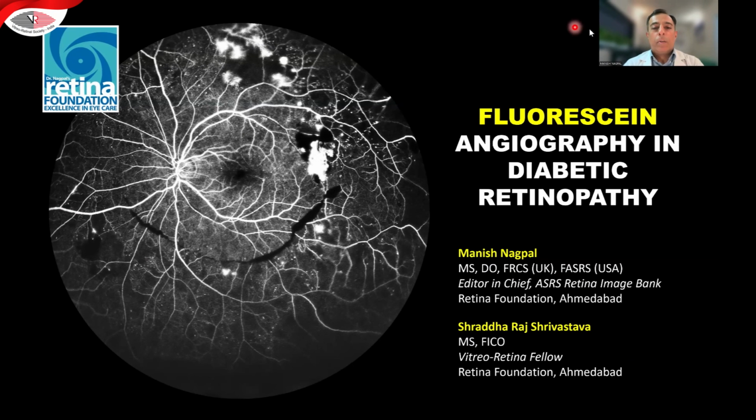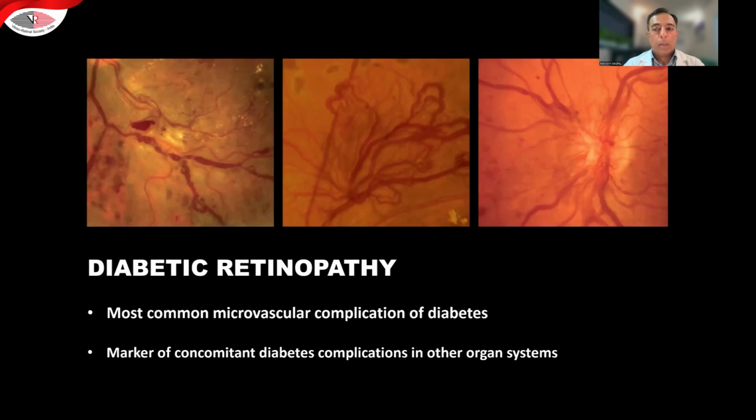Hello, everyone. So now we come to the second part of the talk on fluorescein angiography, and this one is on fluorescein angiography in diabetic retinopathy, because diabetic retinopathy is one of the most important vascular conditions that we deal with on a day-to-day basis.